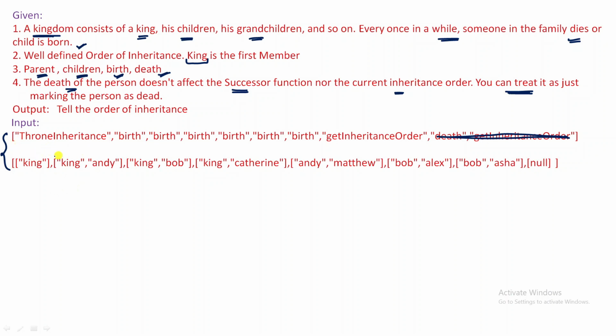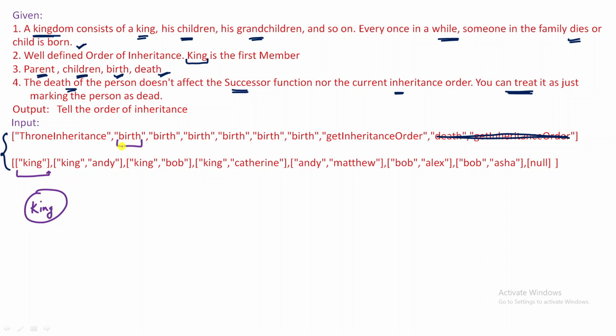They say that king is the first member. Here king is basically the name of the king. Although it is written as king, you can take it as any name, ABC, or you can say Ram is the king. They have taken king as the name of the king. So king is the person who is the current king.